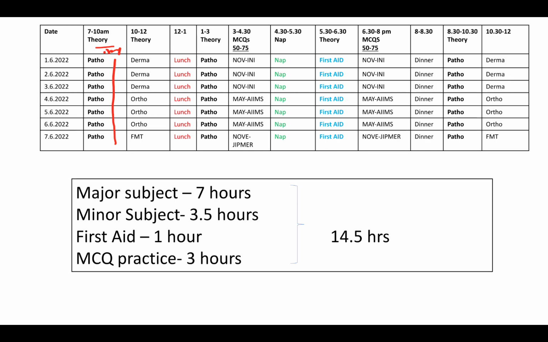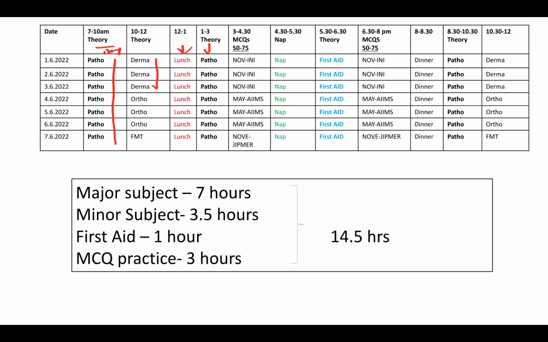Then 2 hours of theory for a small subject like pharma. I have allotted a subject like pharma here, so you can add that, and once pharma is over, then you can go ahead with the other subject. Then between 12 to 1, we can plan lunch. After lunch, again we can start with theory. The subject that we have been reading since morning, like patho, which is a major subject, again we read it for 2 hours.